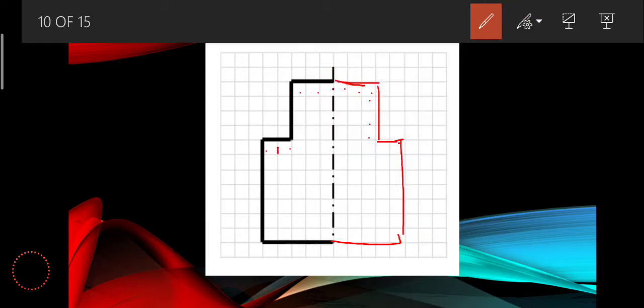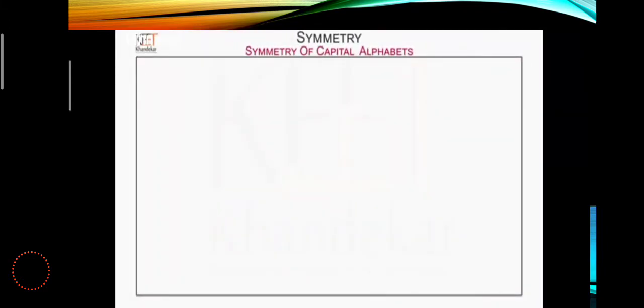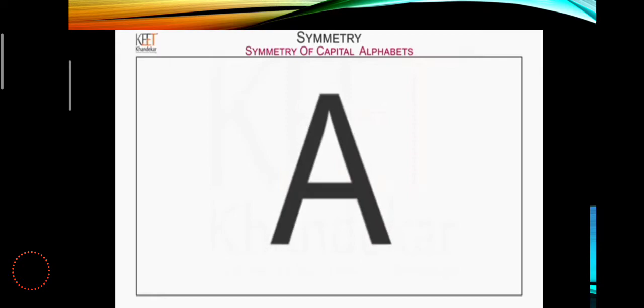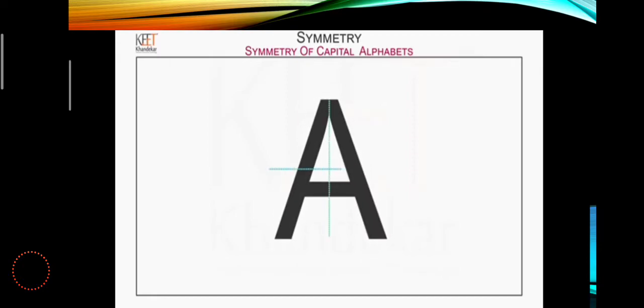I hope you can do it for the rest if it is given to you in your exercise, right? We'll move ahead. We're going to see some of this video to understand how the reflection of letters works. Look at this: the symmetry of capital letters. Here I have taken A, and the line of symmetry is drawn horizontally in green color, as well as a blue one to identify whether both are right or not.